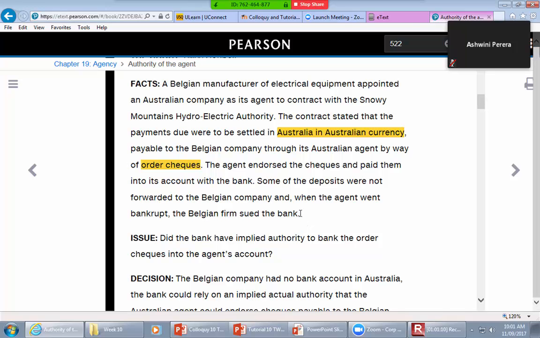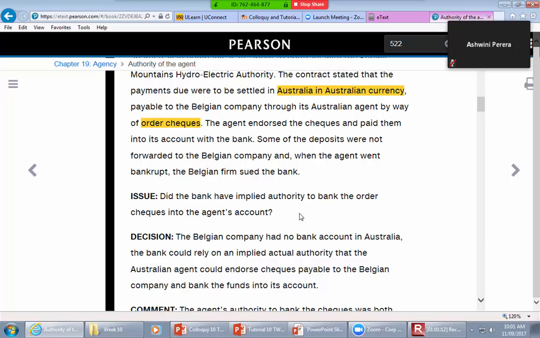The agent endorsed the checks and paid them into its account with the bank. So the agent was collecting. There's no problem with the cash flow. They were getting money from the hydroelectric authority. What were they doing with that money? They were moving the money into the bank account with ANZ. Okay?